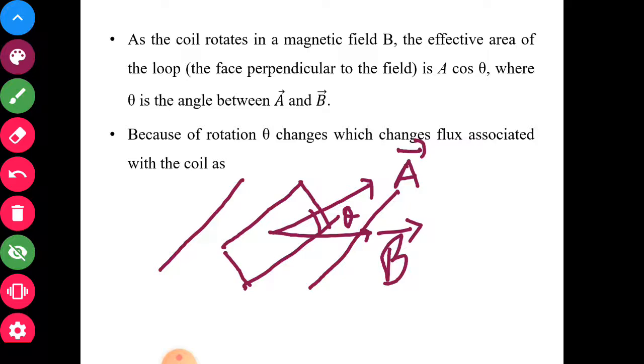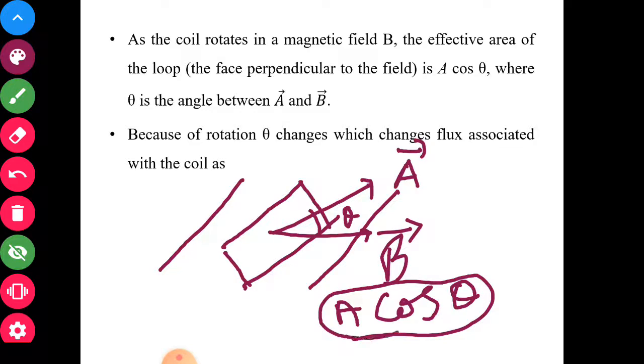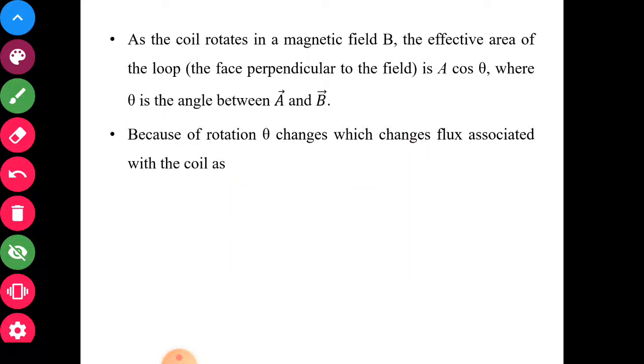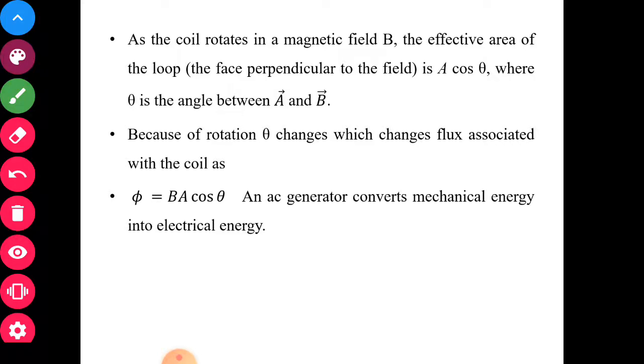So the effective area vector in the direction of the magnetic field is A cos theta. This way, as theta changes, the value of A cos theta also changes. So the flux associated with this area continuously changes, and due to that the induced electric current is produced. That flux phi is BA cos theta.